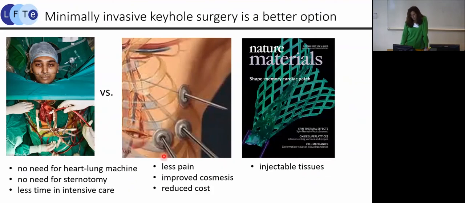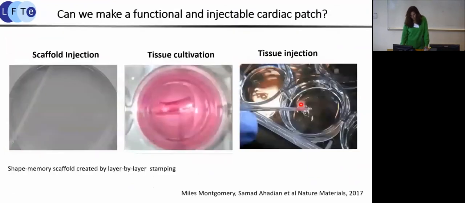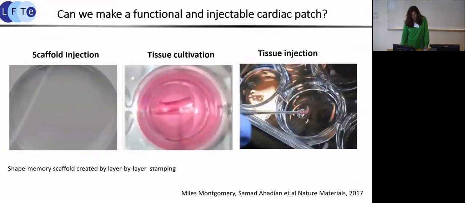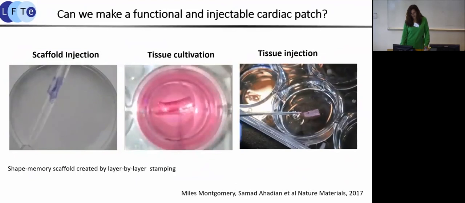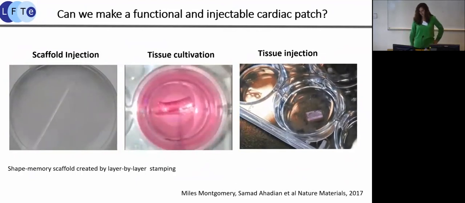So we thought, wouldn't it be so nice to develop these shape memory scaffolds that we can inject through a keyhole, and basically have maybe three small incisions into the chest rather than fully opening the chest. And so we were able to do this by microfabricating these elastomeric polymers in a specific way. So I'll just show you how this works. This scaffold can be folded and injected through a very small orifice.